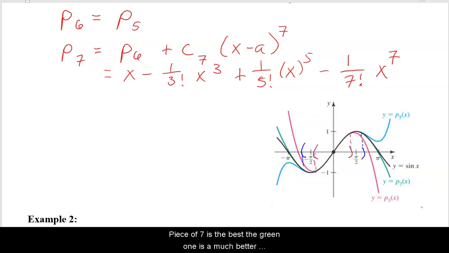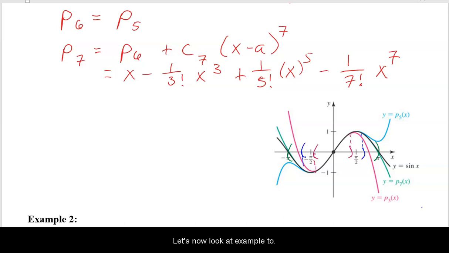P sub 7 is the best. The green one is a much better approximation. I can't really see the difference until I get to about here on the left and about here on the right. In other words, P sub 7 is a pretty good approximation between negative pi and pi. That's actually quite far from the center 0. And you can imagine that as we increase these, it would become an even closer and closer approximation.